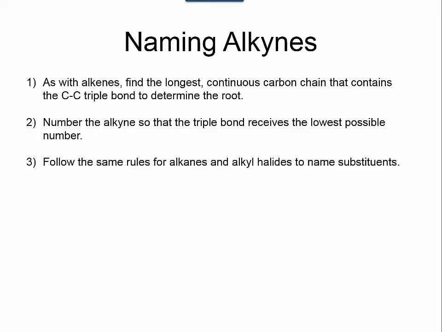Now, you've already seen videos, I hope, on nomenclature for alkenes, alkyl halides, and even the stereochemistry videos in which we talked about R and S and E and Z stereoisomers. Naming the alkynes follows the same general rules that we've already seen. We'll find the longest continuous carbon chain that contains the carbon-carbon triple bond to determine the root name of the molecule. We'll number the alkyne so that the triple bond receives the lowest possible number, and then we'll use the same rules that we've seen already for naming substituents like alkyl groups or alkyl halides.